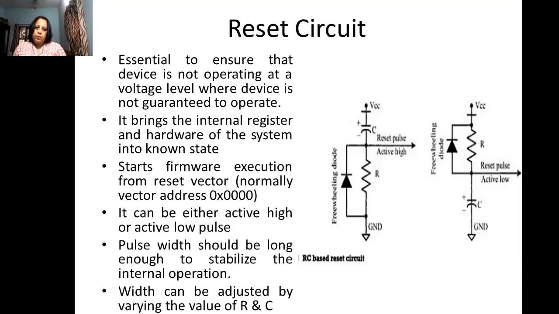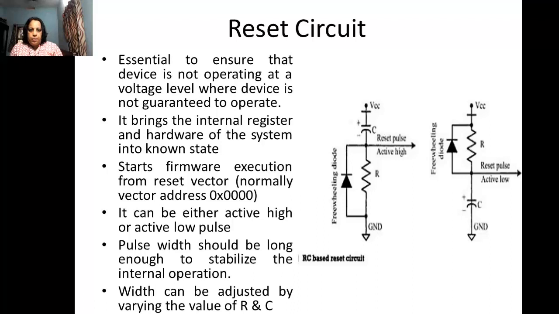You are all very familiar with reset circuits and what they are used for. A reset circuit is generally required in any embedded system to ensure that the device is not operating at a voltage level where the execution is not guaranteed to give a proper output, or not guaranteed to operate properly. Whenever any abnormality is detected, the reset circuit comes into the picture and activates a reset pulse.